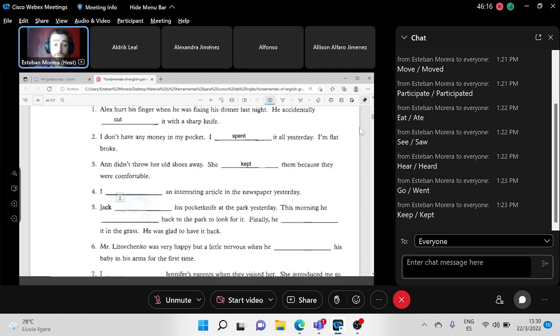She kept them because they were comfortable. Okay. Number four, an interesting article in the newspaper yesterday, past tense of read. Read is the past tense of read. The spelling is the same in the present and in the past, but the pronunciation is different. In the present we say read. In the past tense we say read. So this is the past tense of read, but the pronunciation is read. I read an interesting article in the newspaper.